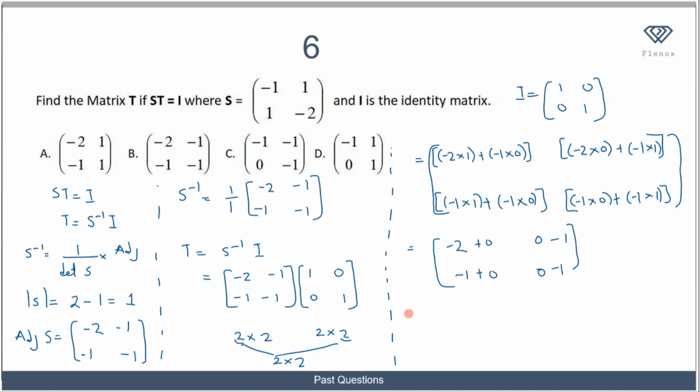And what would that be? So I have the value of t now to be equal to minus 2 here, minus 1 here, minus 1 here, and minus 1. So the value of t is minus 2, minus 1, minus 1, and minus 1. So the answer to this question is option B. Another way of saying this is if I multiply this matrix S by t, I'm going to get this identity matrix. So let's move on to the next question we'll be tackling.